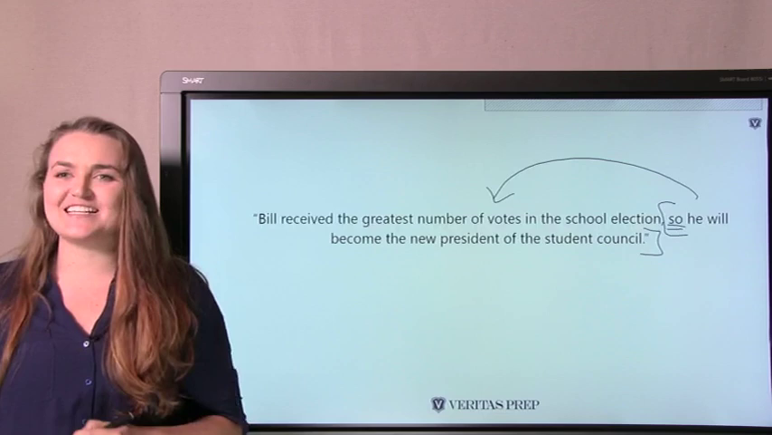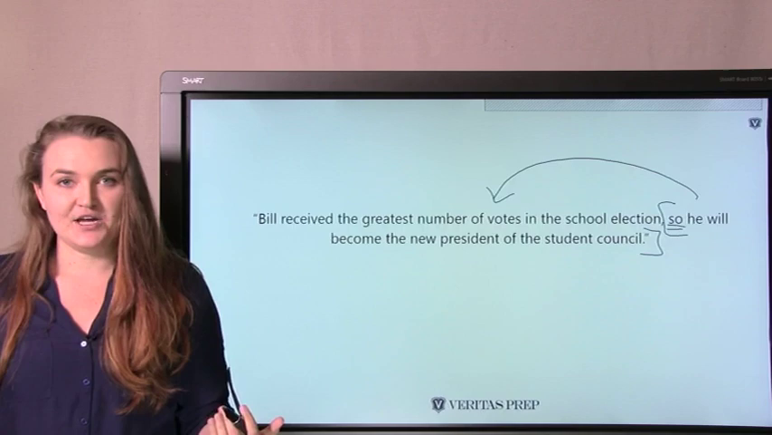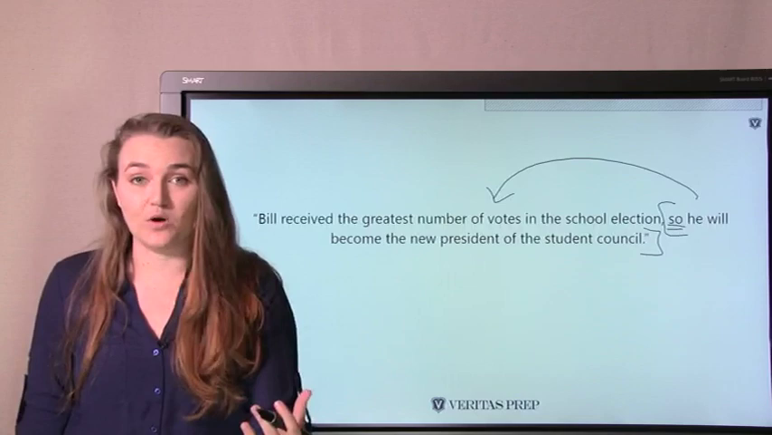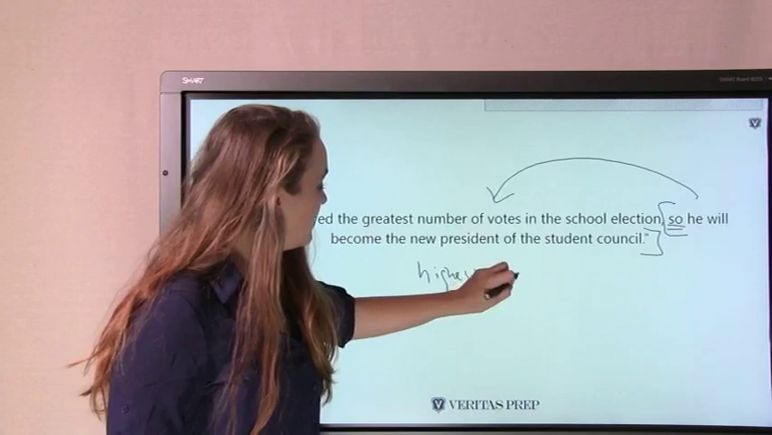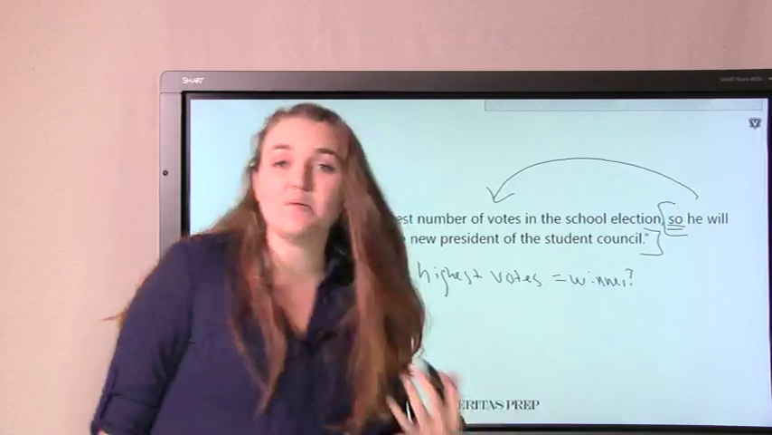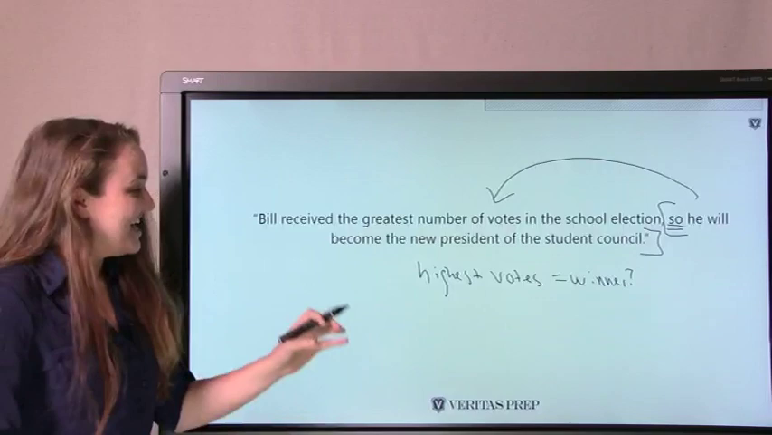Is the greatest number enough to merit becoming the president, right? Is this system built in such a way that the highest number of votes equals the winner, right? So highest votes. Do we know that equals winner? So somewhere along the way here, we have an assumption, right, that the highest number of votes equates to the winner. And yes, I love that.